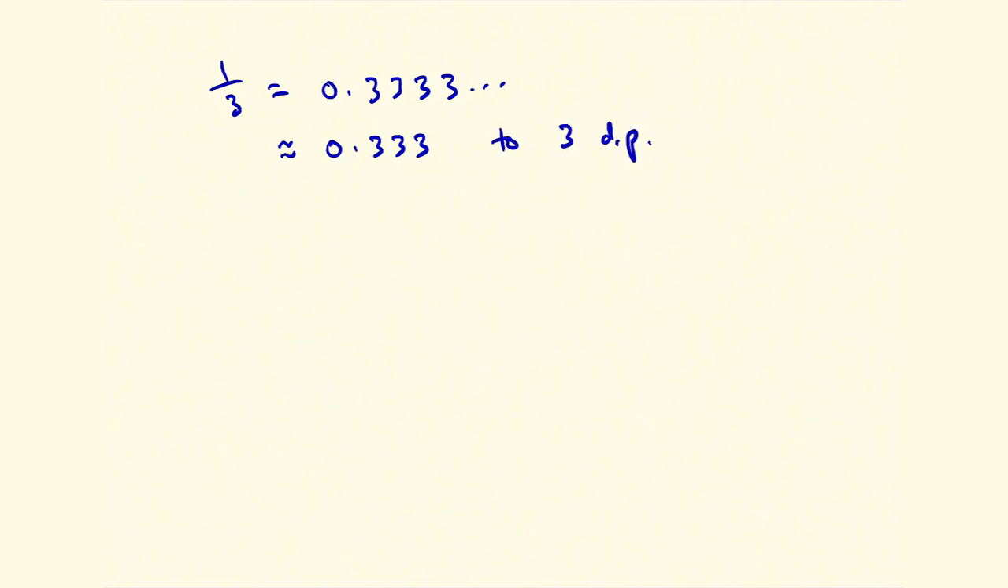Okay. Now 2/3, which is 0.6 repeated, if I truncate at the 3rd decimal place, instead of 0.666, I round up to 0.667. To 3 decimal places, this is closer to 2/3 than 0.666.